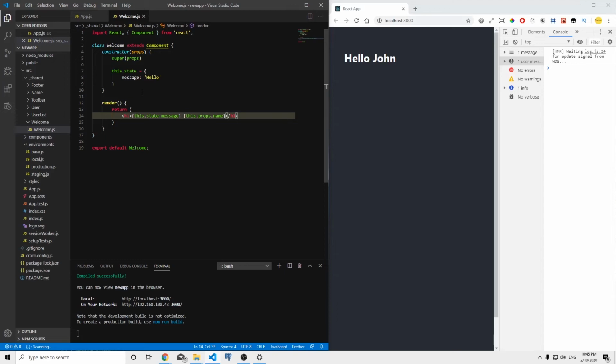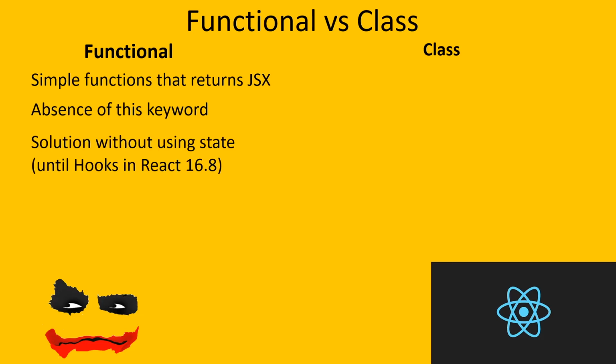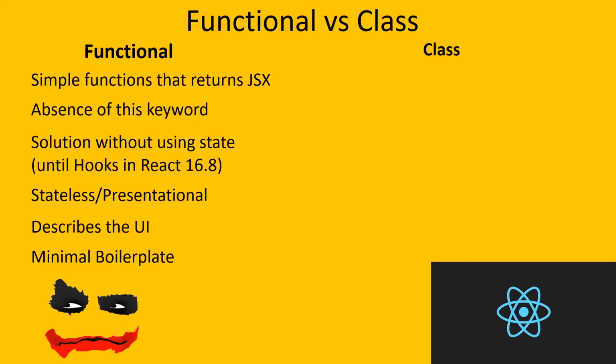So let's see the differences between functional components and class components. Functional components are simple functions that return JSX. We have the absence of the this keyword that is used in class components. It was a solution without using the state until hooks. They are presentational, stateless, so we can use the class component as a container and show the data from that class component inside functional components. It describes the UI, and they have minimal boilerplate, so it's less code to write.